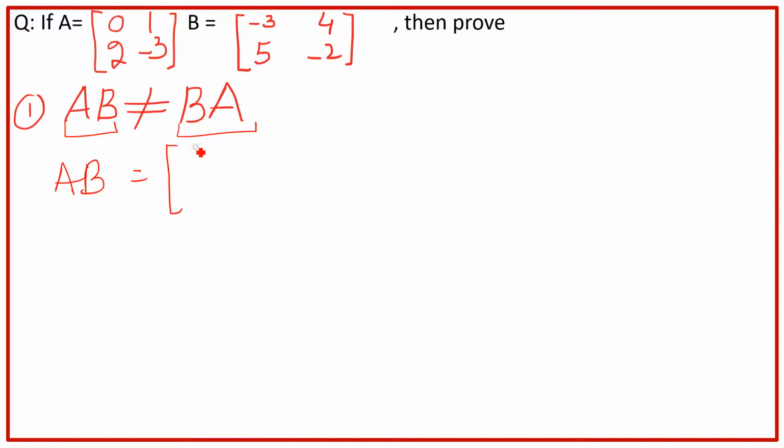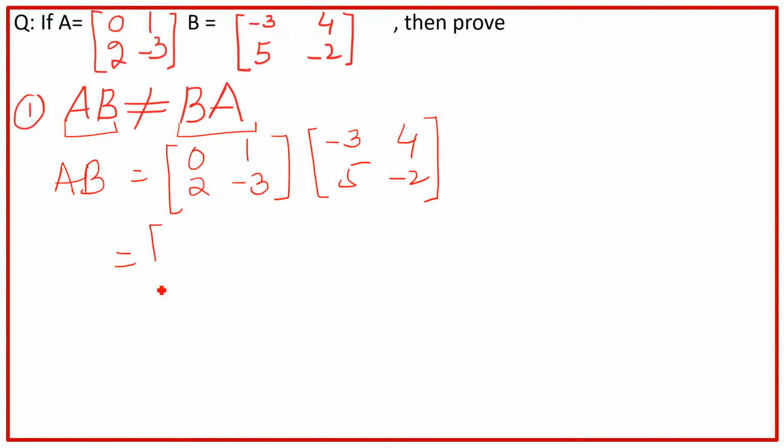So A is 0, 1, 2 and -3, and keep in mind it says AB, so always you have to write down A first. Do not write down B first. First you have to write down the A matrix and then -3, 4, 5 and -2. And now we will do multiplication. Same thing, first row with the first column, then the same row with the second column.